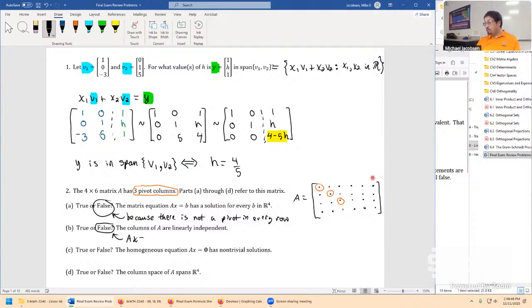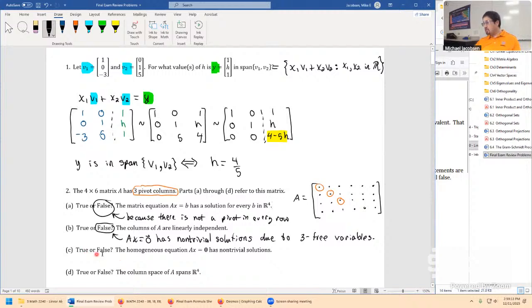Let's write out Ax = 0 vector has non-trivial solutions due to 3 free variables. So false on both of those accounts, just too few pivots in this matrix.